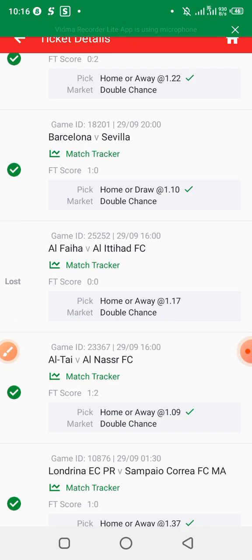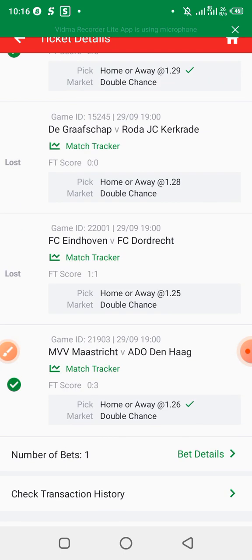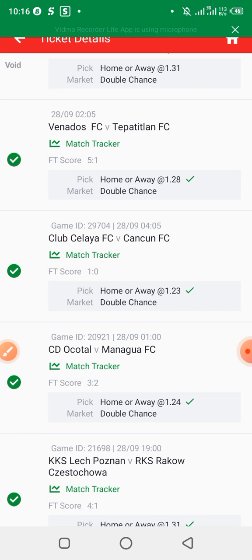You can see this particular match of Al Fahar and Al Ittihad, in the Saudi Arabian League, which ended 0-0. So that is how the home or away works. 4 games caught this ticket, but I eventually won a game using this strategy with others. But in today's video, I'm going to put you through the process of how to make use of this strategy.